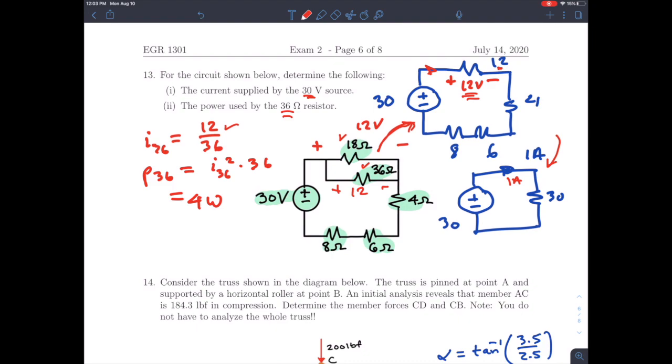12 over 36 is the current through the 36 ohm resistor. I squared times R gives me the 4 watt answer.